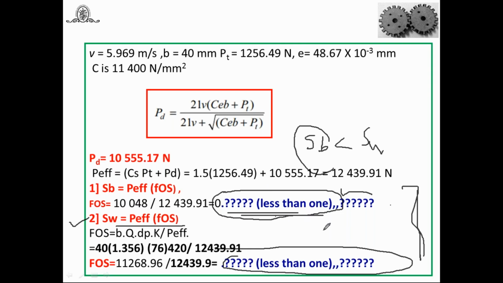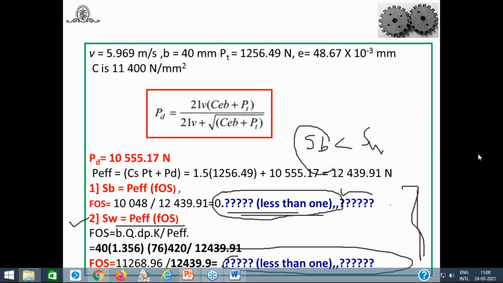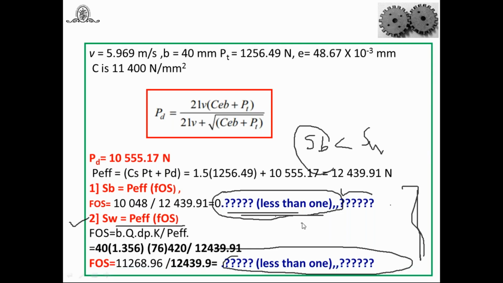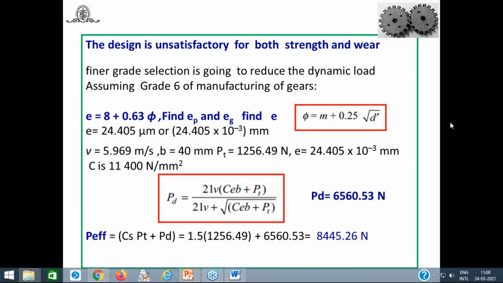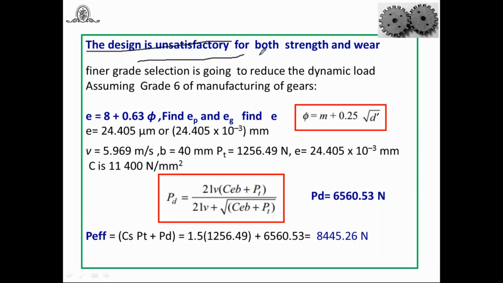To have the design safe, FOS should be greater than 1. Then and only then can we say it is going to sustain. That means it's not the safer design. It is going to fail. So I have to make some comment on that. Based on this criteria, I am going to say the design is unsatisfactory for both strength and wear. Why? FOS is less than 1. So what to do? In the fourth bit, they have asked to make the correction, whether the design is safe or not, or satisfactory.